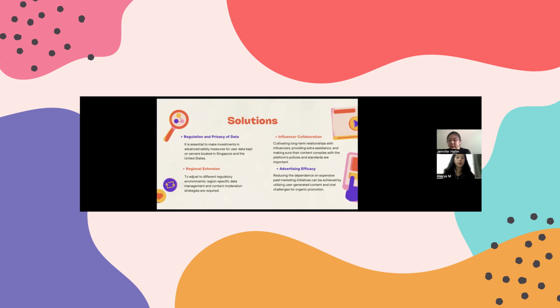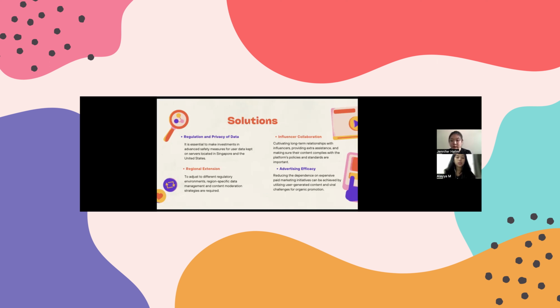Additionally, it is essential to make investments in advanced safety measures for user data kept on servers located in Singapore and the United States. Second, regional extension. Though it has been effective in increasing its user base, TikTok's global expansion strategy exposes the platform to unique regional dynamics and regulatory challenges. To adjust to different regulatory environments, region-specific data management and content moderation strategies are required. In order to address concerns about content and data privacy, it is essential that local stakeholders and governments are engaged. Establishing a dedication to mindful worldwide growth will enhance confidence and backing for TikTok.